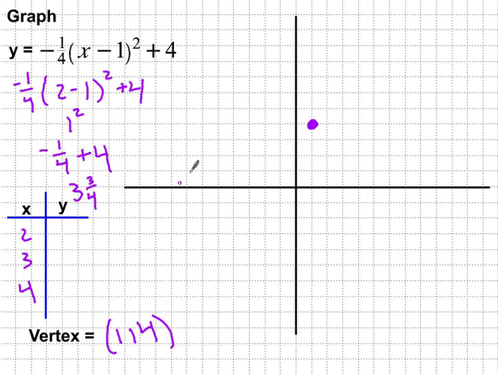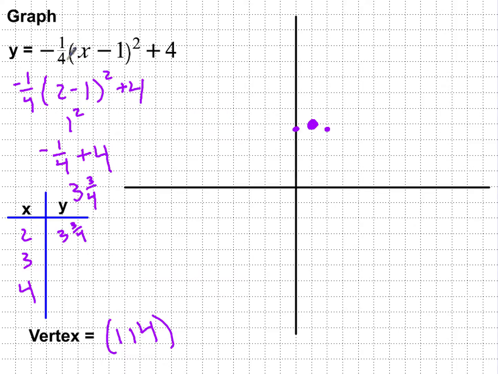Okay, so this is where graphing is going to get a little bit tricky. So when x is 2, I'm at 1, 2, 3 3/4. I'm all the way up here. I'm pretty close to 4. And that means it's going to be the same thing at 0. So right now, it's like barely even opening up into that U shape. Okay.